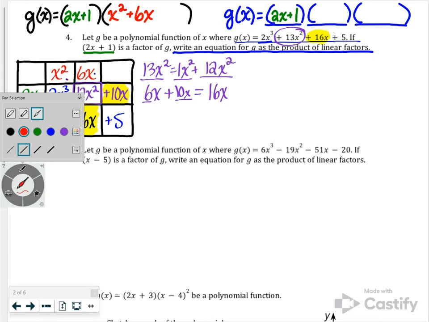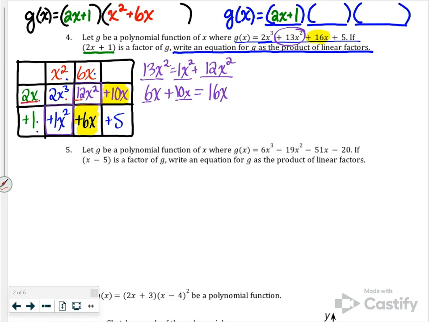And when I start thinking about how to fill that box in, I have two approaches. We can do 1 times something is 5, in which case I know it's plus 5. Or I could check that 2x times 5 is plus 10x, which it is. So what this tells me is that my final piece of my answer is a plus 5.